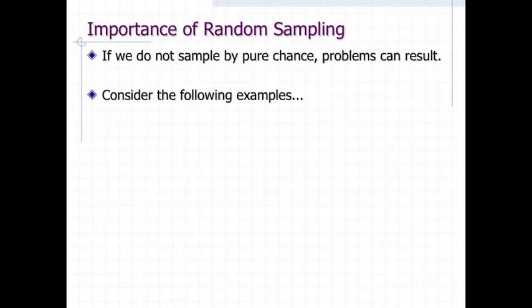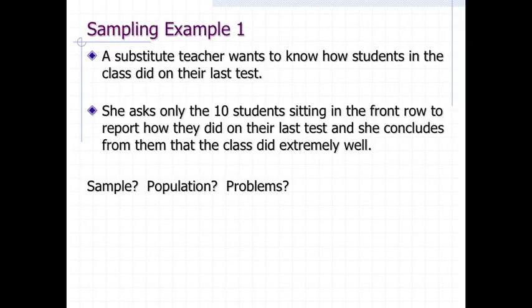To see why random sampling is important, consider the following ways that a sample can be obtained. To build on your understanding of sample and population, identify both of these and then consider the problems with how the sample was selected. In this example, a substitute teacher wants to know how students in the class did on their last test. She asks only the 10 students sitting in the front of the row to report how they did and concludes that the class did extremely well. What is the sample? What is the population? Can you identify any problems with choosing the sample the way that the teacher did?